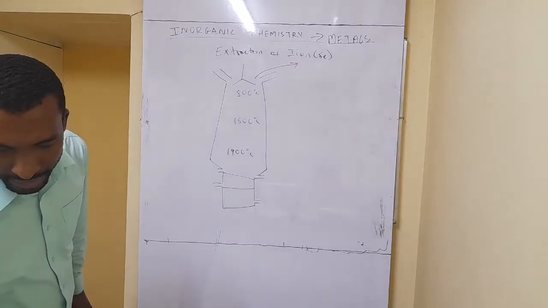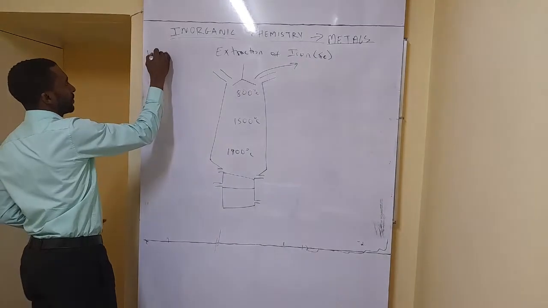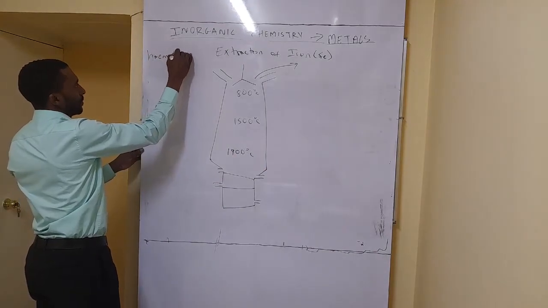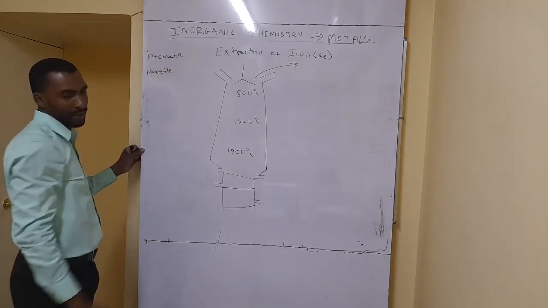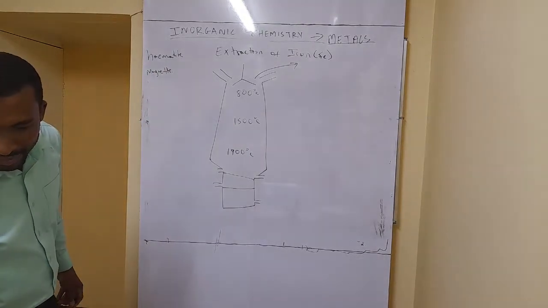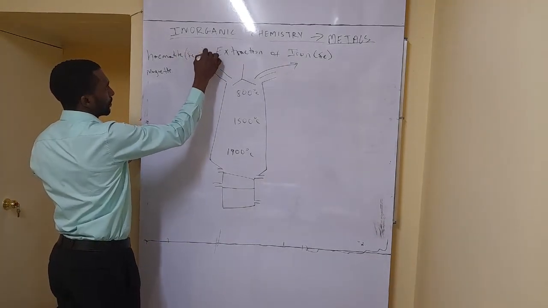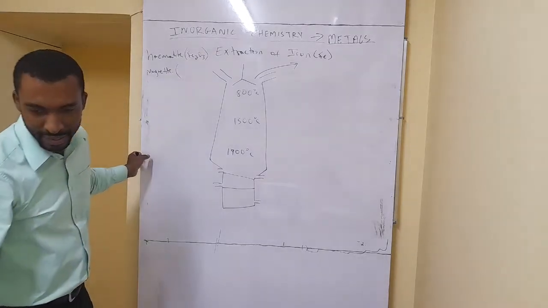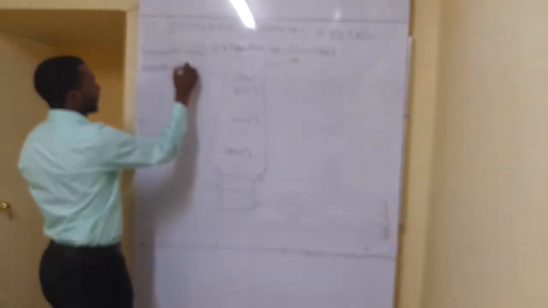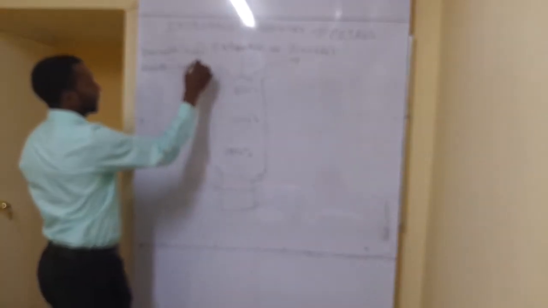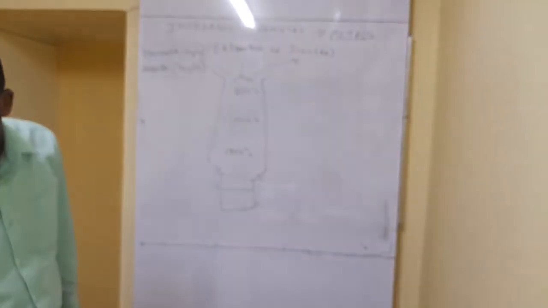Now, the ores for iron are hematite and magnetite, right? Know the formulas for these compounds. So the hematite is Fe2O3, while the magnetite is Fe3O4. Alright? So you can go and read about it.